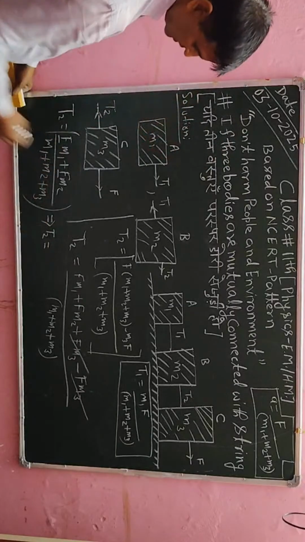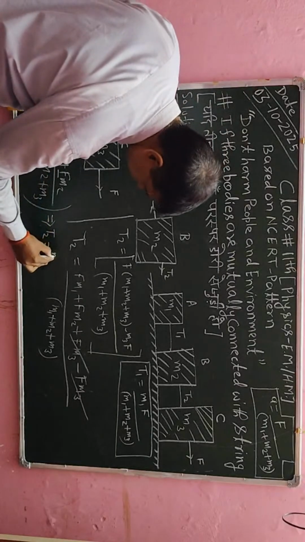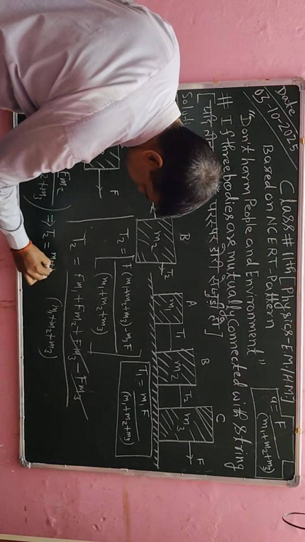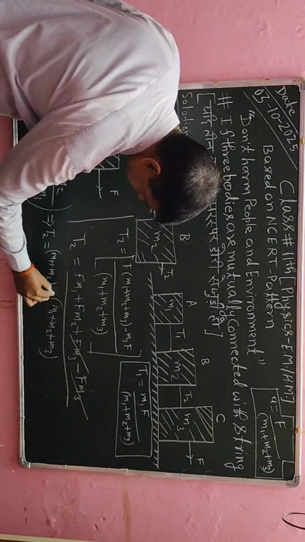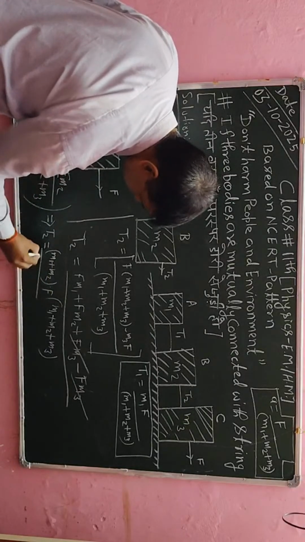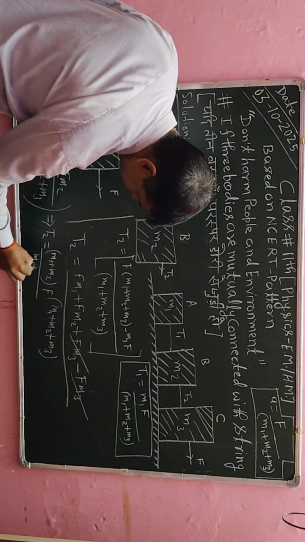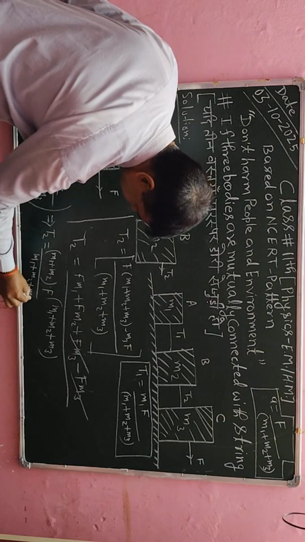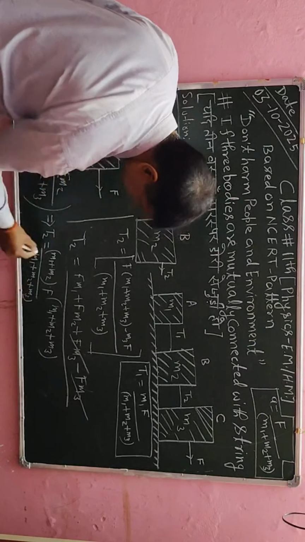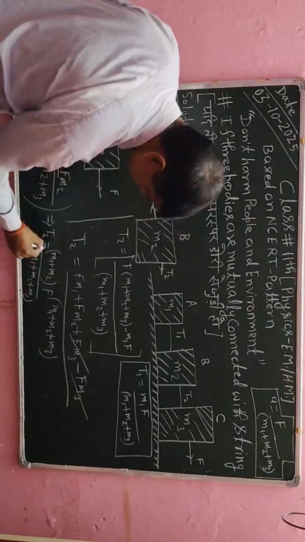Now here I will take f common, so I have to write in the bracket m1 plus m2 into f divided by m1 plus m2 plus m3. Okay student, I hope that you are understanding this concept easily.